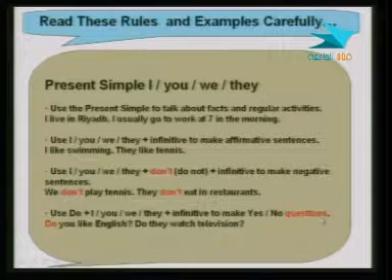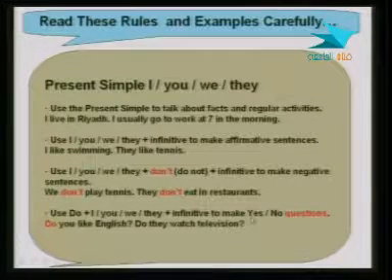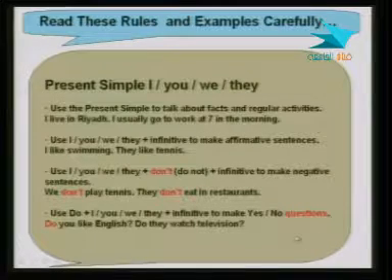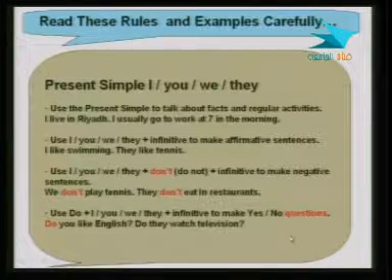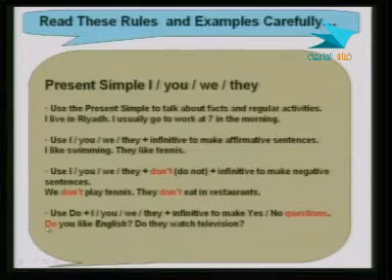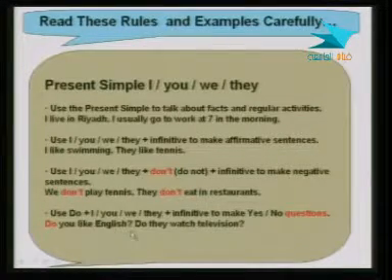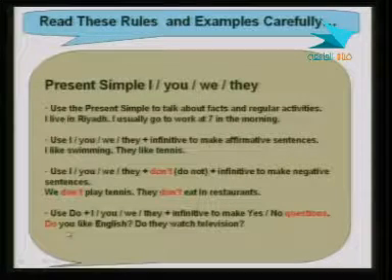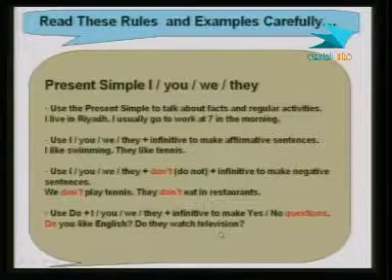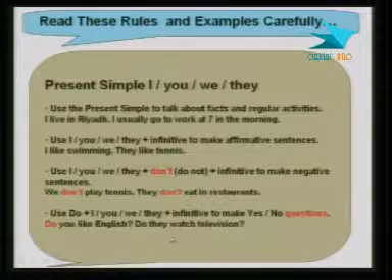So to make what we call yes no questions, right. Yes no questions normally are answered by yes or no. As an example here, we start with do. Do you like English? Right? The answer can be yes, I do, or no, I don't. Do they watch television?